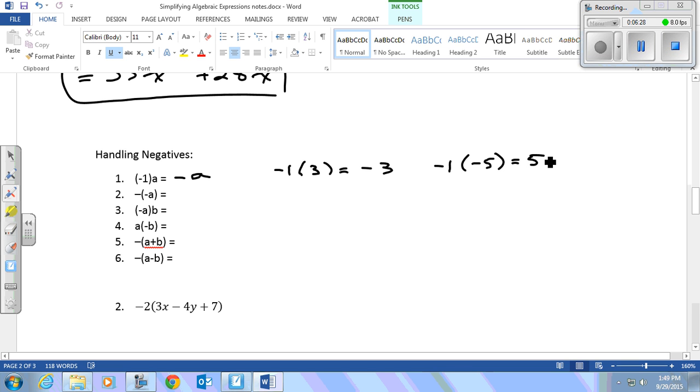And that's a perfect example for the next one here. When you're subtracting a negative, it actually changes the sign and gives you a positive value. Negative a times b gives you negative ab, and a times negative b also gives you negative ab.